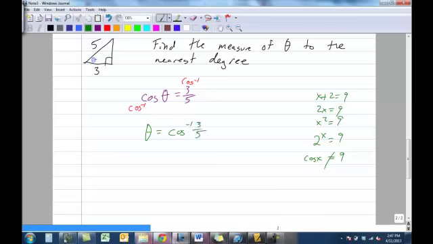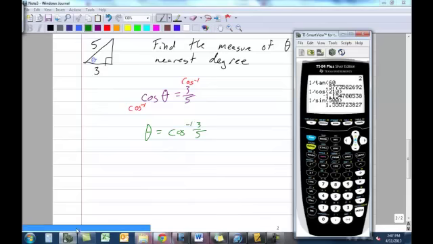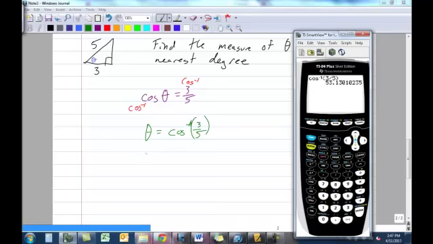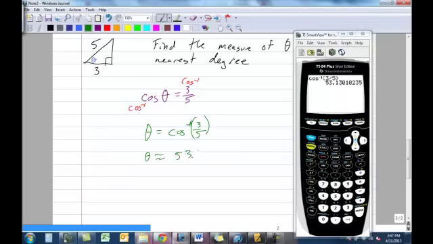Right? Now, your calculator does have an inverse cosine button. You're going to go to cosine, but if you hit the second, you see how it's got that second cosine. Cosine to the negative 1 power. That says inverse cosine of 3/5. So let's put in 3 divided by 5. And you get theta. Theta is approximately 53 point. Let's just go to the nearest degree. 53 degrees.